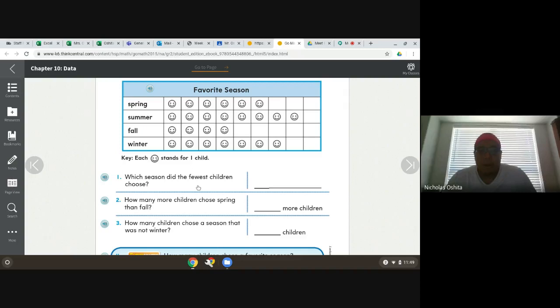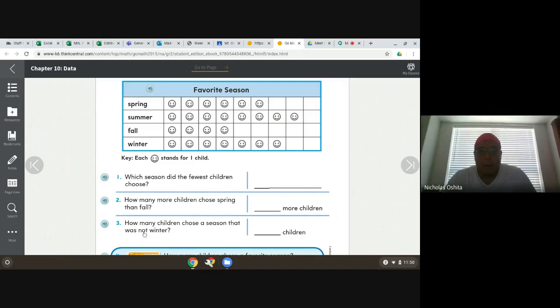Question two, how many more children chose spring than fall? This one will be a little trickier. You're going to look at spring here, and you're going to look at fall, and you're going to count up how many each of them have, and you're going to see how many more kids liked spring than fall. So it could be almost like a subtraction problem. And you're going to write that number here, blank more children, meaning blank more children liked spring over fall.